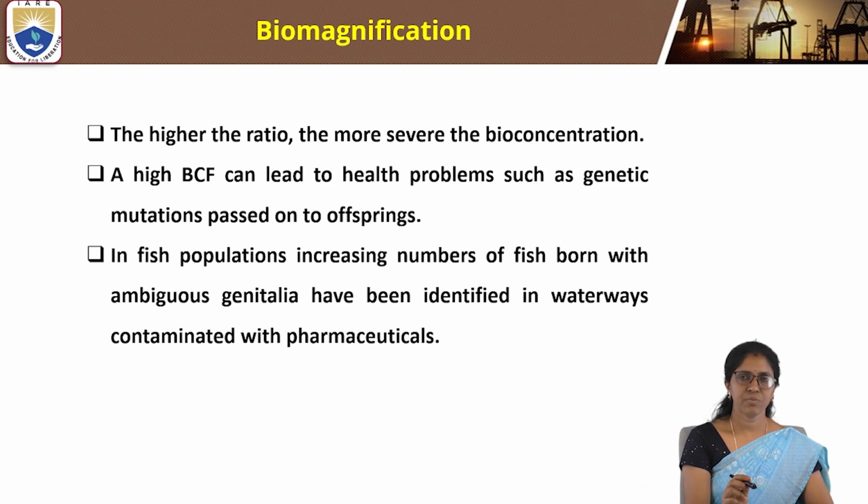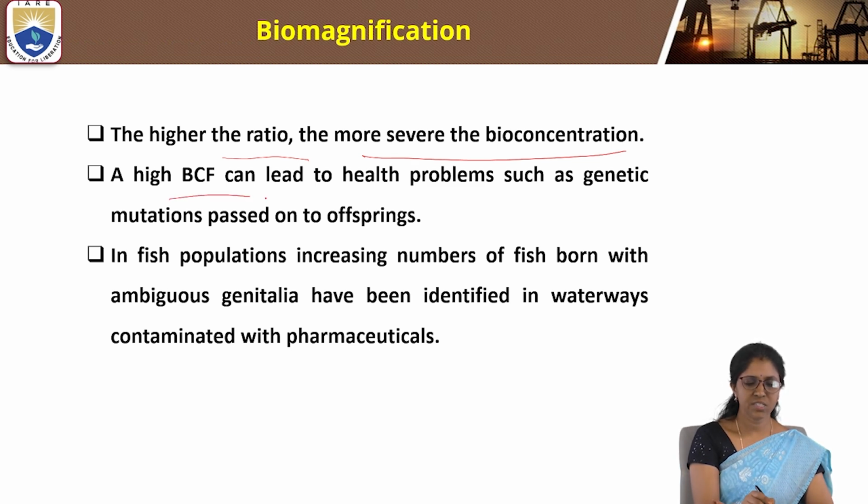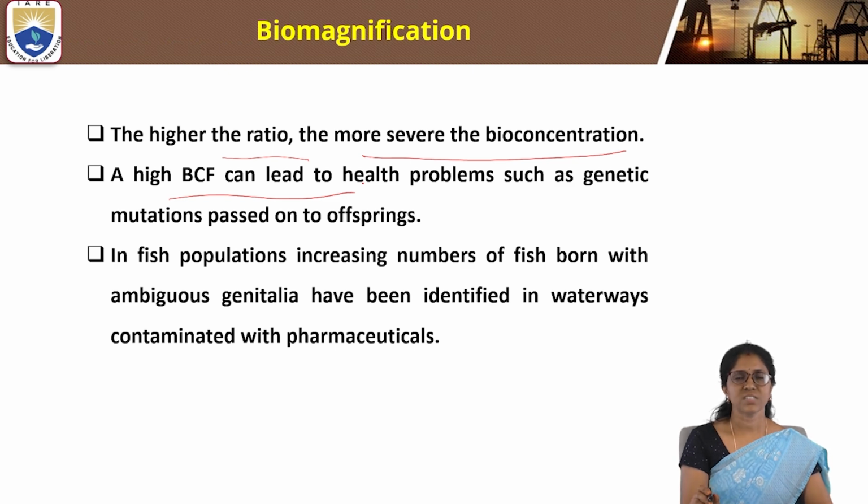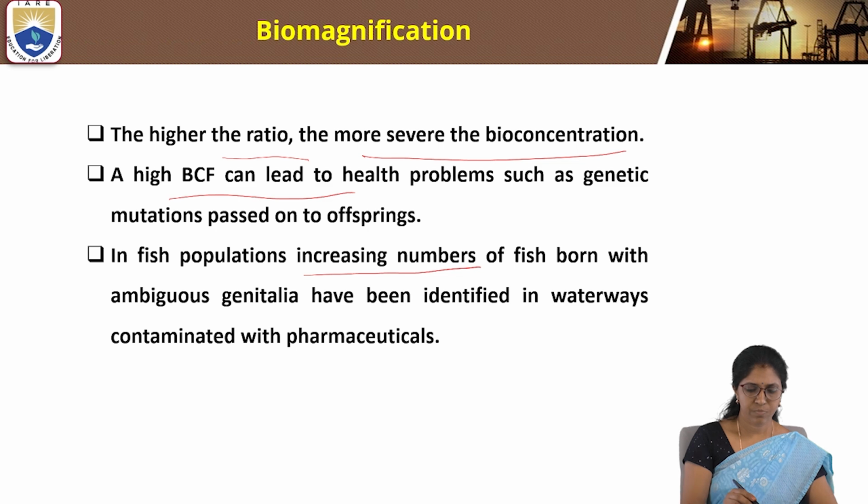The higher the ratio, the more severe the bioconcentration. A high BCF can lead to health problems such as genetic mutations passed to the offspring. In fish populations, an increasing number of fish spawn with ambiguous genitalia, which have been identified in waterways contaminated with pharmaceuticals.